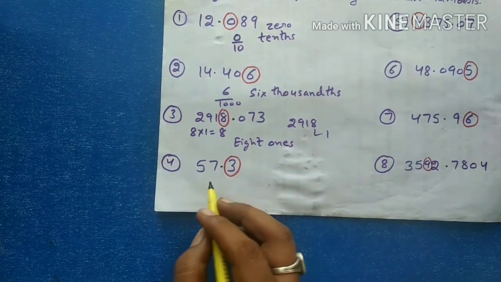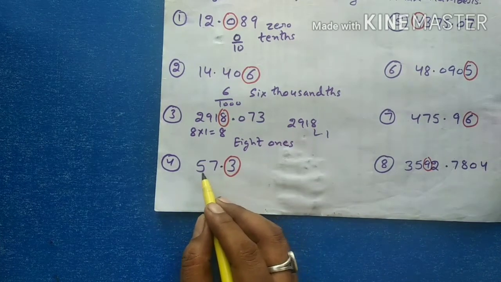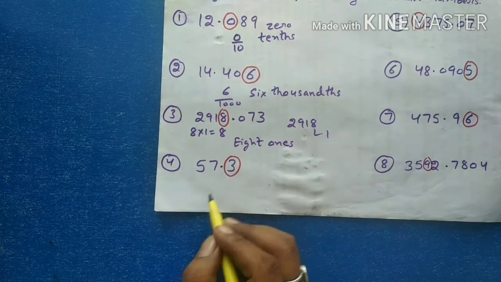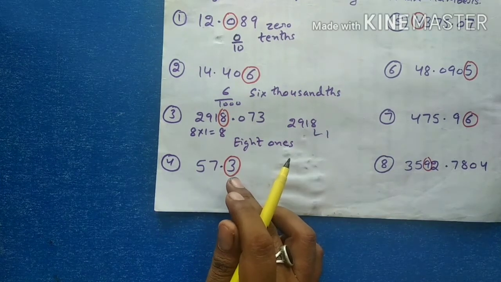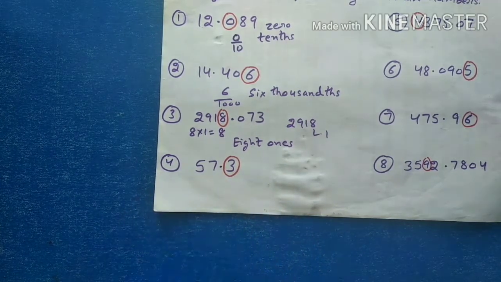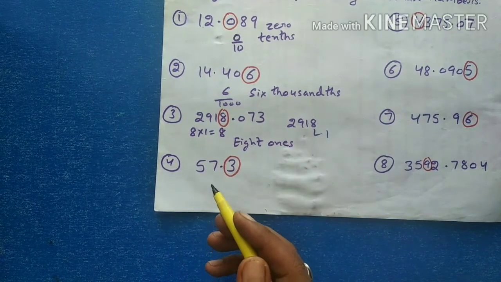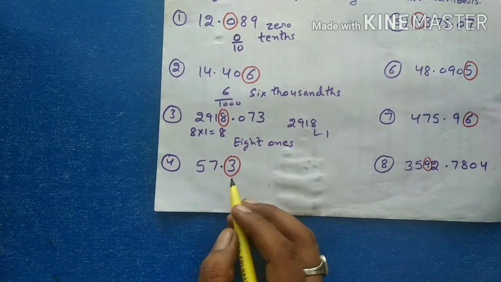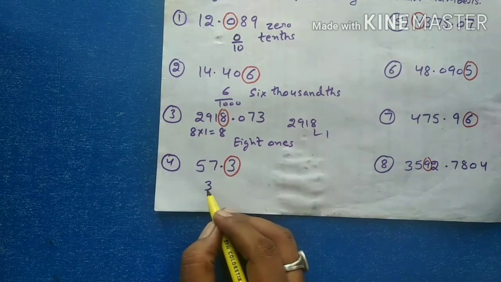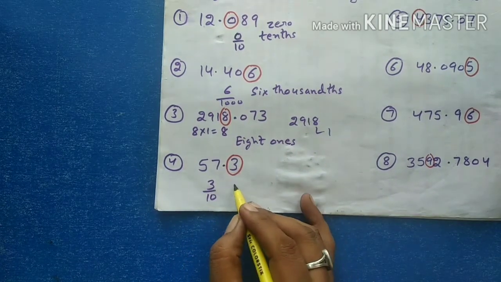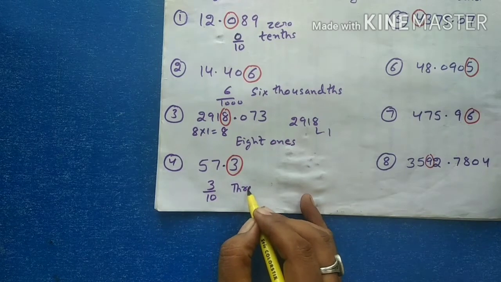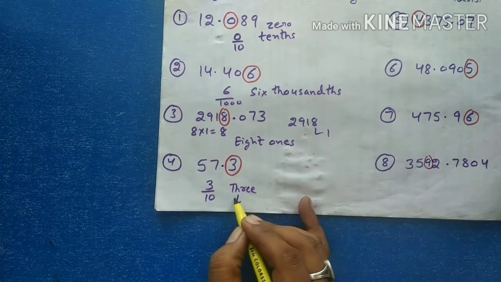Now question number 4, 57.3. The digit 3 is at the first place to the right of the decimal. So it is at tenths place. I will write 3 over 10. So I can write 3 tenths.